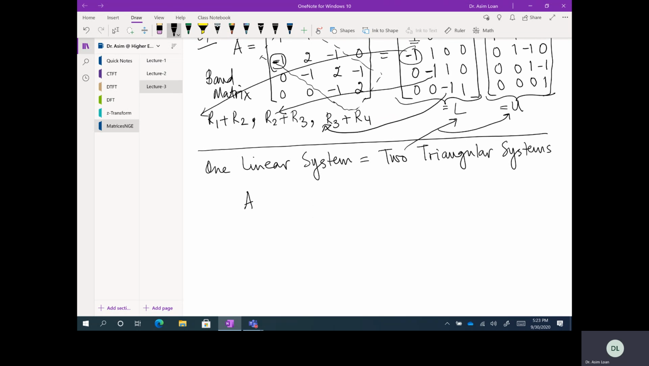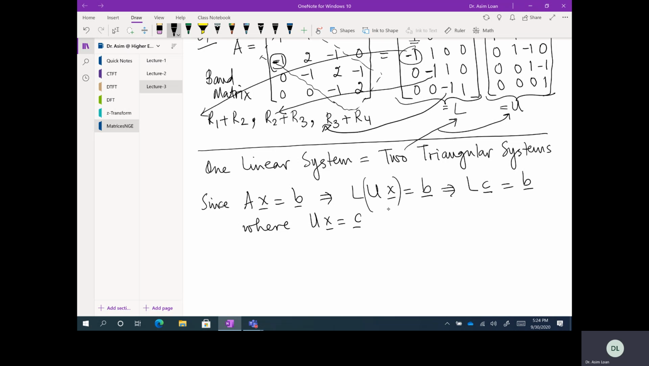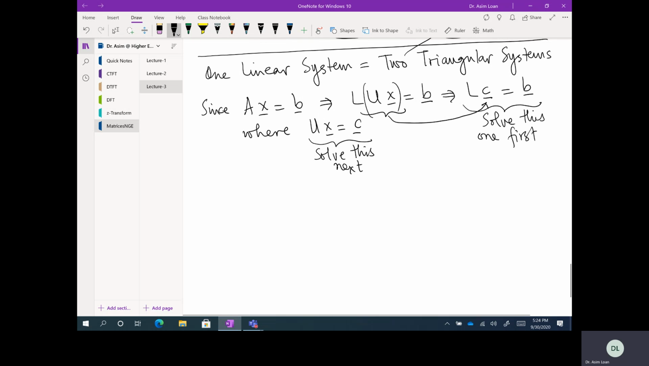Since AX equals B, this implies LU times X equals B. This implies L times C equals B, where U times X equals C. We can always put a bracket here because it's associative. So we can first solve LC equals B, and from here I can solve for X. Solve this one first, and then solve this next. So let's do an example, and probably it's much easier for you.